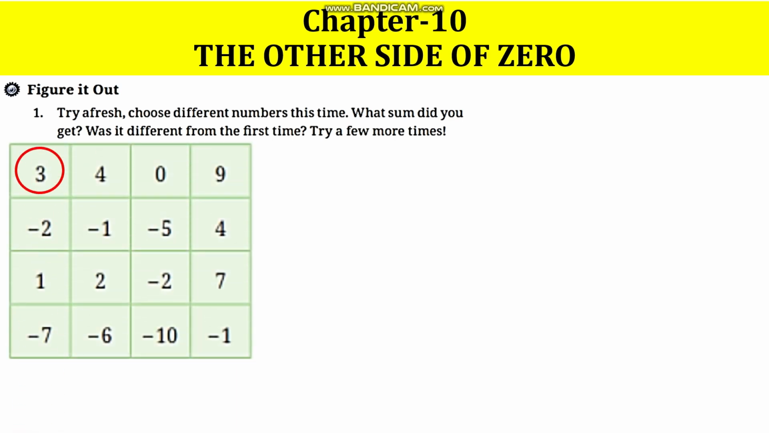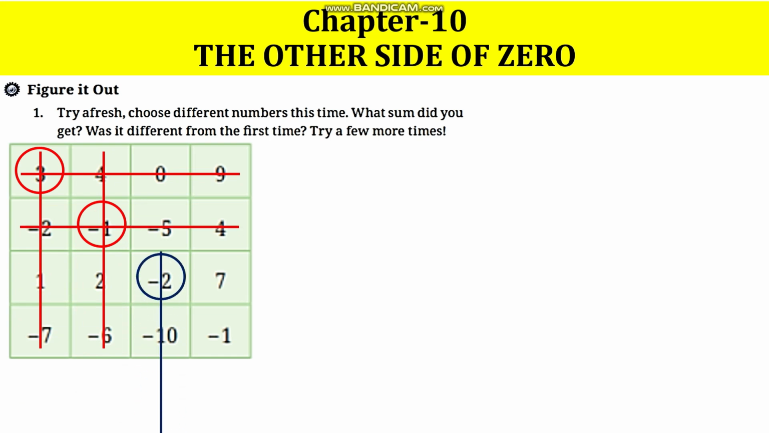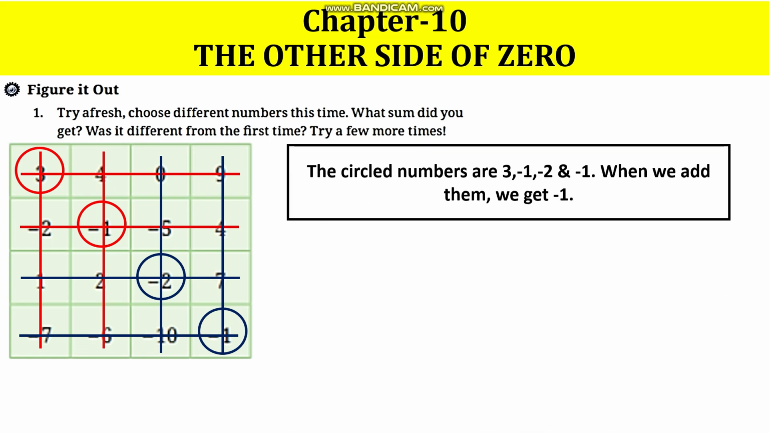Now suppose I am circling 3 and I am striking off the row and column. Then again I am choosing a number, -1, and again I will strike off the row and column. Again I am circling a number, -2, and I will strike off the row and column. The last one is -1. So you can see I have selected the circled numbers diagonally, and similarly I have struck off the rows and columns. Now we'll write down all the circled numbers, that is 3, -1, -2 and -1. Again when we are adding all these integers, we are getting the sum as -1.